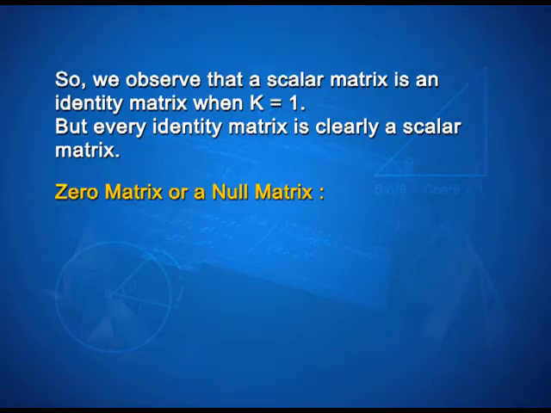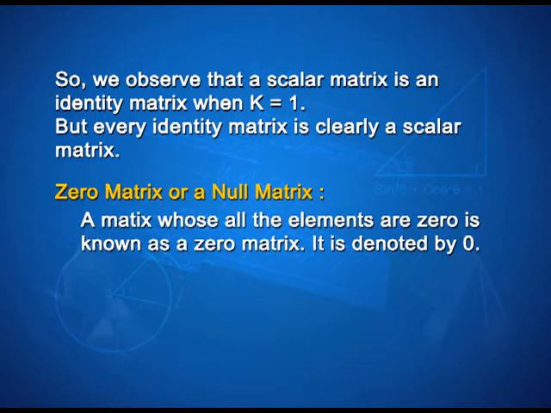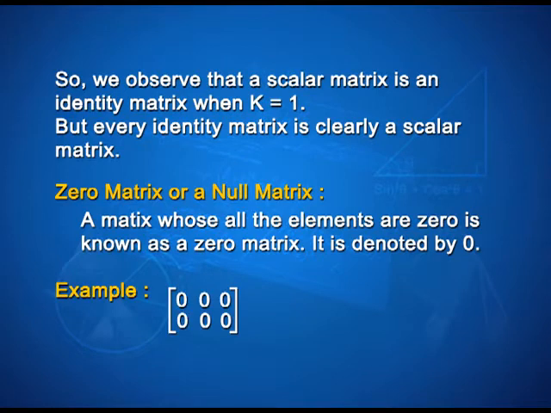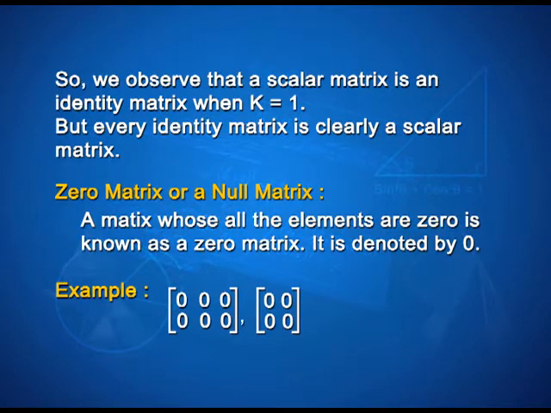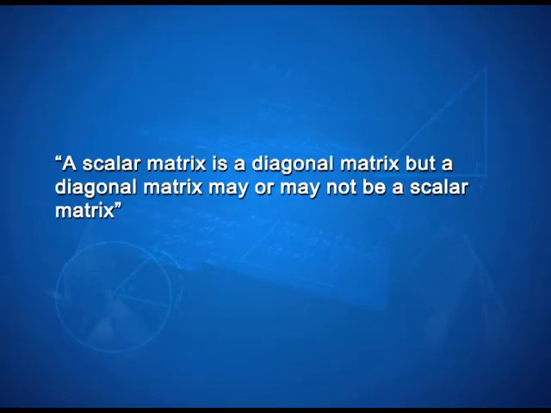Now, what is a zero matrix or a null matrix? A matrix whose elements are all 0 is known as a zero matrix. It is denoted by O. For example, 0, 0, 0, 0, 0, 0, with 0 elements in 2 rows, is a zero matrix. Similarly, 0, 0, 0, 0 is a square zero matrix of order 2. Students, it is very interesting to note that a scalar matrix is a diagonal matrix, but a diagonal matrix may or may not be a scalar matrix.